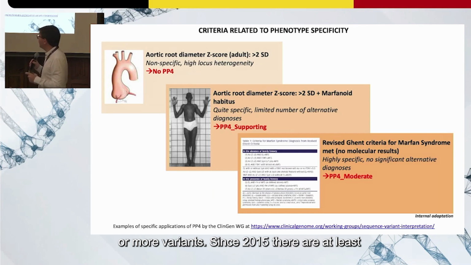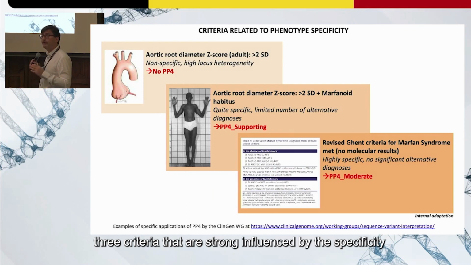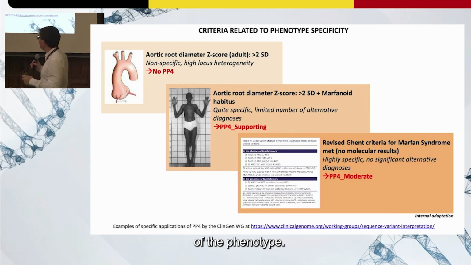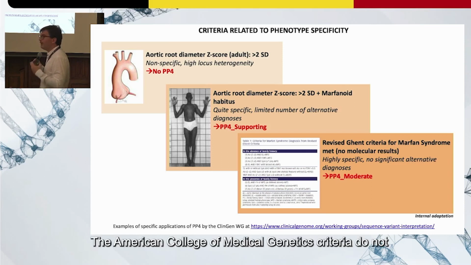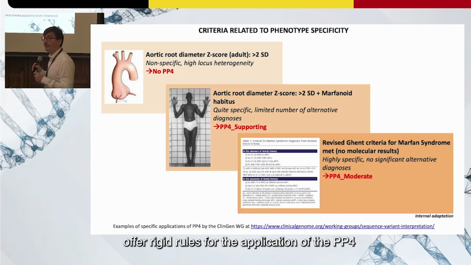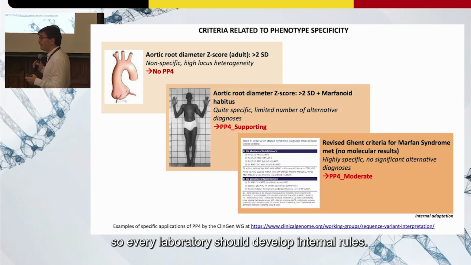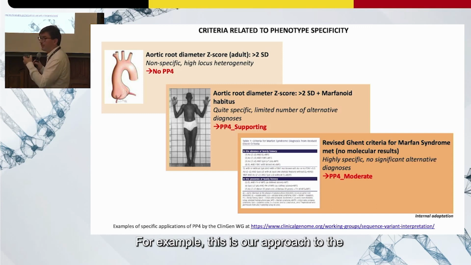Since 2015, there are at least 3 criteria that are strongly influenced by the specificity of the phenotype. The PP4 criterion is attributed to the phenotype in terms of close relationship of key clinical features and the literature. The American College of Medical Genetics criteria do not offer rigid rules for the application of the PP4, so every laboratory should develop internal rules. For example, this is our approach to the use of PP4 in Marfan syndrome.